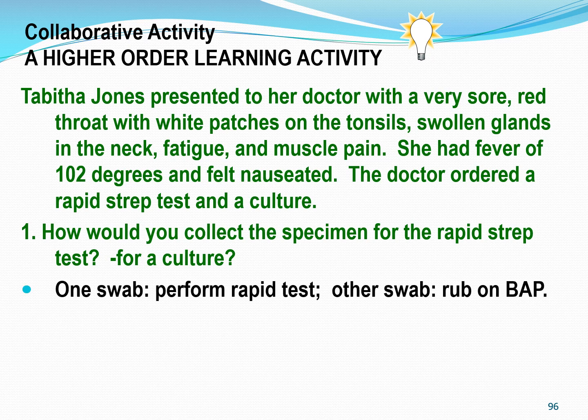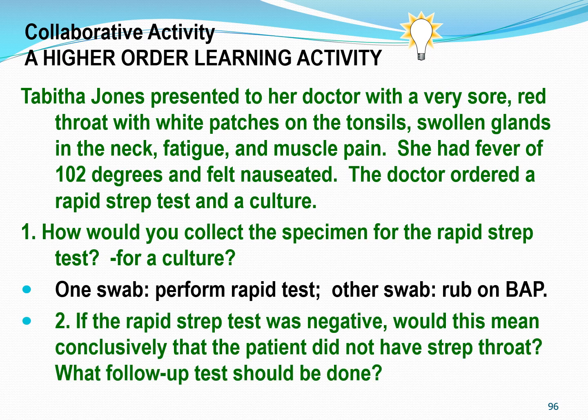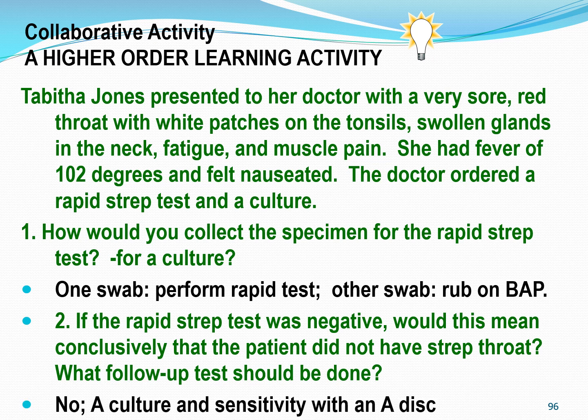One swab performed the rapid test. For the culture, another swab that you rub on the blood agar plate. If the rapid strep test was negative, would this mean conclusively that the patient did not have strep throat? And what follow-up test should be done? No, right? Even though that may be negative, there may not have been enough sample on the swab, so we need to take that second swab and do a culture and sensitivity with the A disc to make sure we totally rule out strep because of the seriousness of the complications if left untreated.